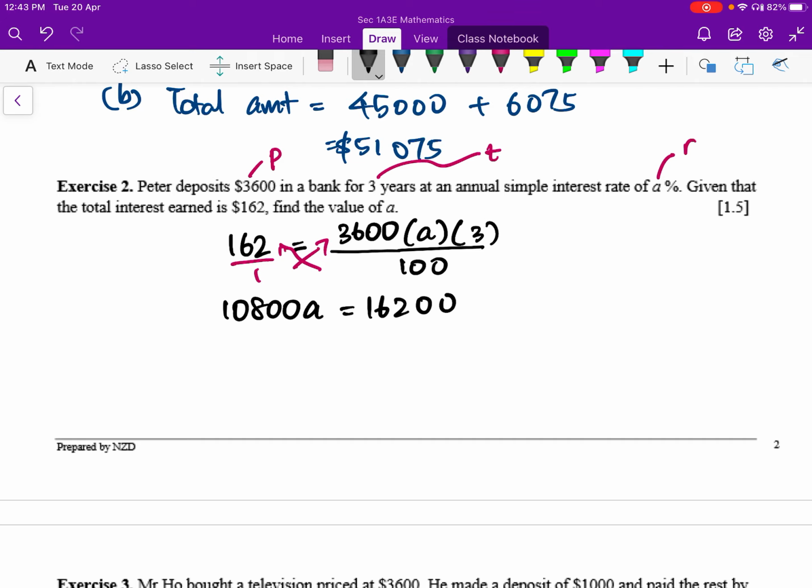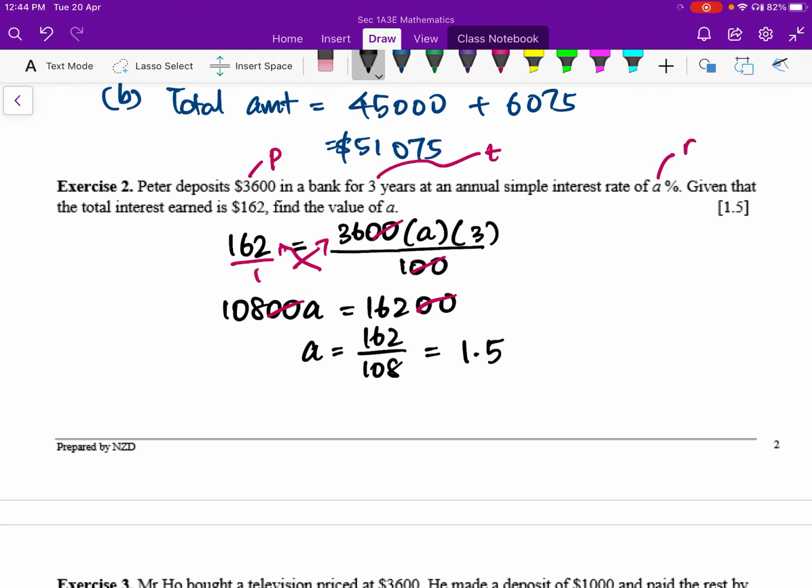And at this point, I realized that actually I could have just cancelled this way, make my job easier. Okay, so you can cancel these two. And now, 108A equals to 162. So therefore, A must have a value of 162 over 108. So A itself has a value of 1.5. The value of A is 1.5.